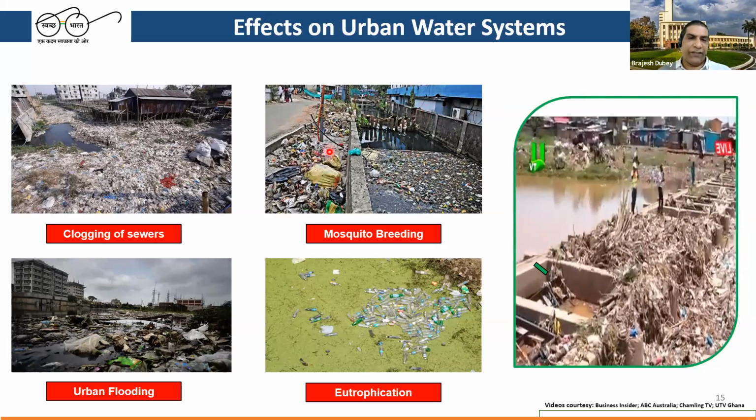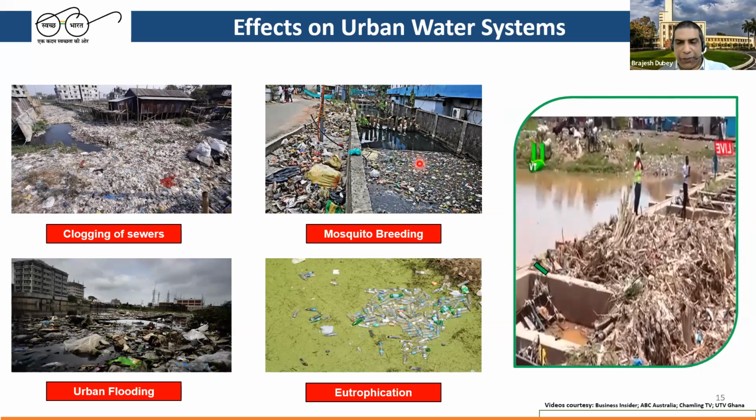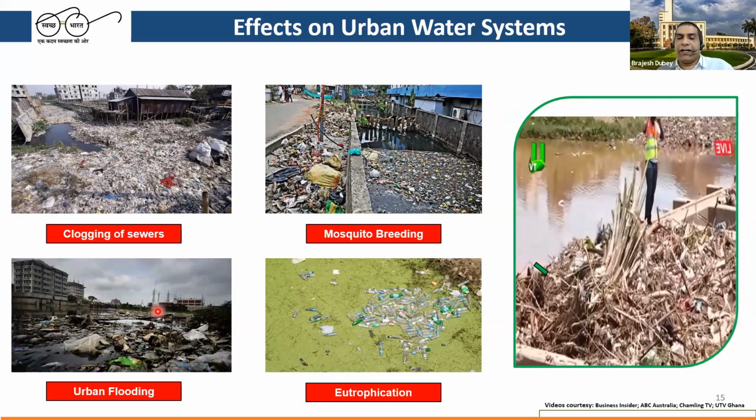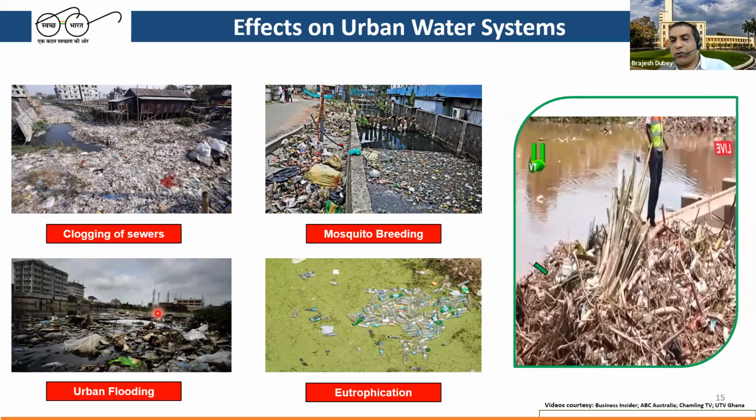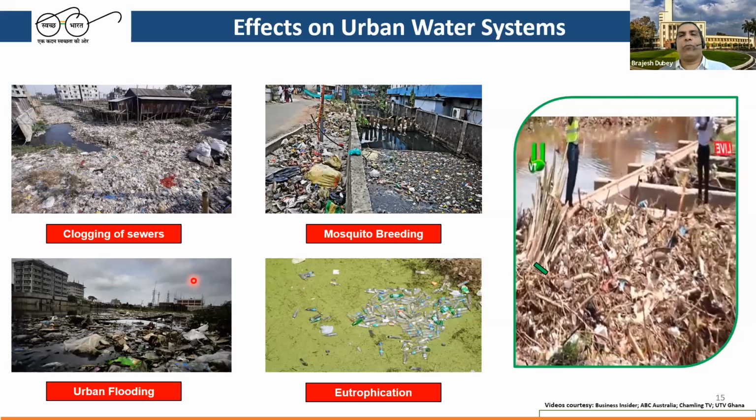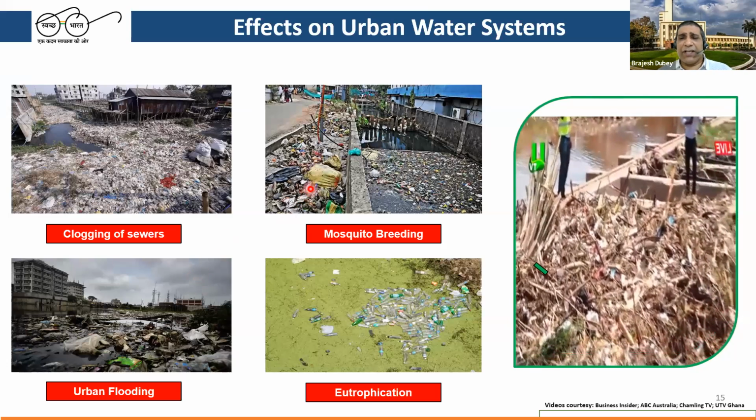Otherwise you will have this clogging of sewers, then mosquito breeding. These are all pictures. Urban flooding, because again, clogging of sewers is there, so where will the water go? It has to go somewhere. So those problems you will see, and then your surface water gets polluted and all that. So those are things we need to look at.